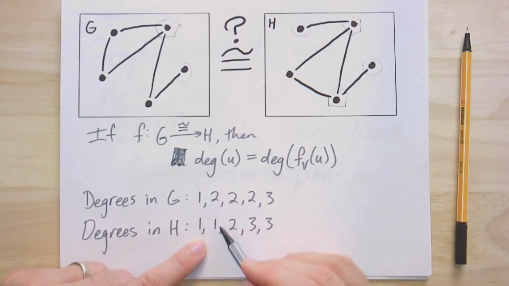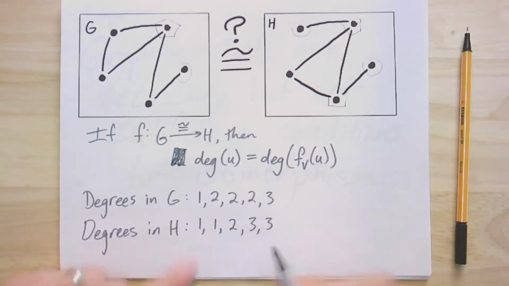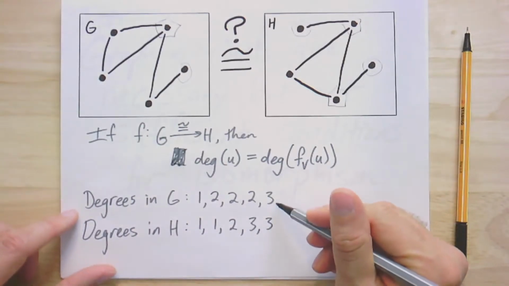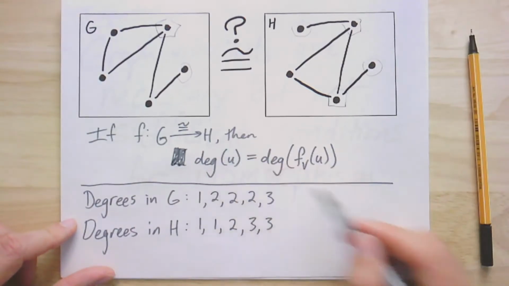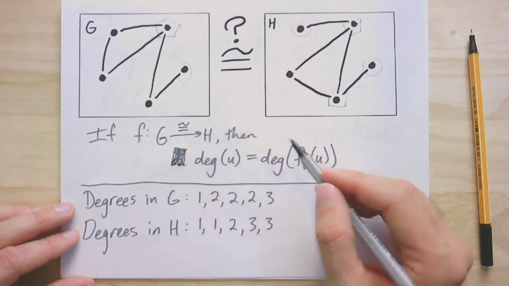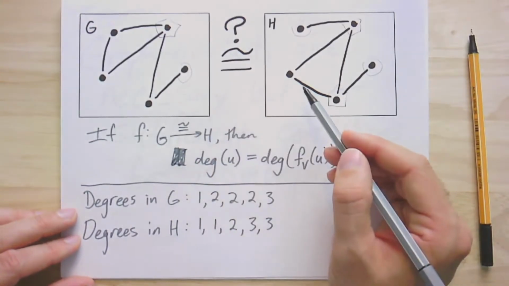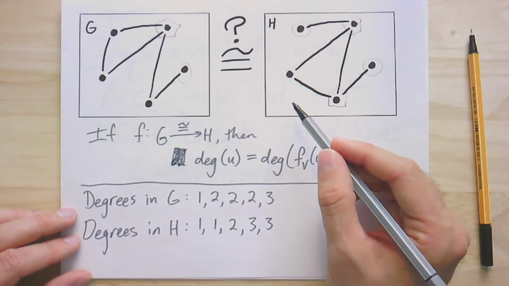And there's just no way to do it. See, there's only 1, 1 up here, and there's 2 down here. There's only 1, 3 up here, and there's 2 down here. So there's just no way to have a bijection that will satisfy this fact about isomorphisms. So right there we get a proof that these 2 particular graphs are not isomorphic. But we also get a new invariant.